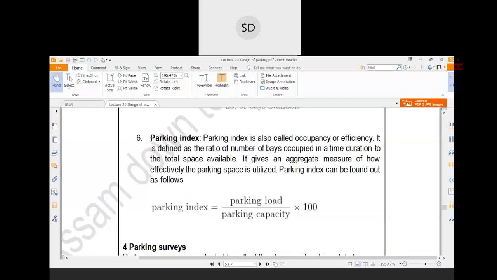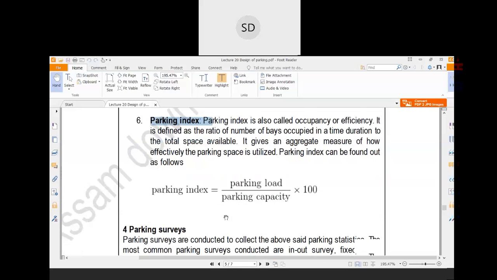Then coming to the next portion, parking index. That parking index is parking load divided by parking capacity, into 100.